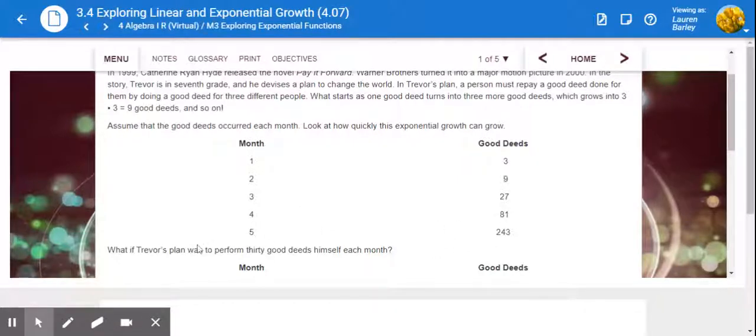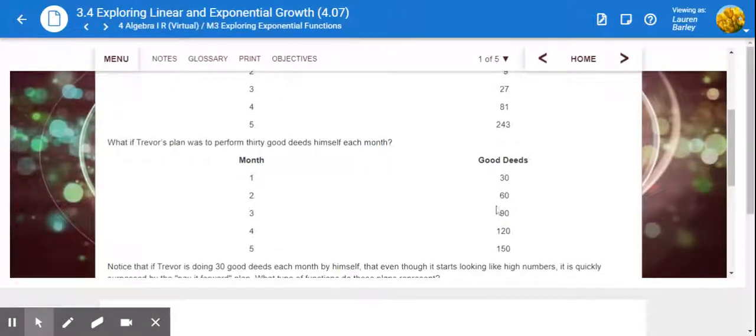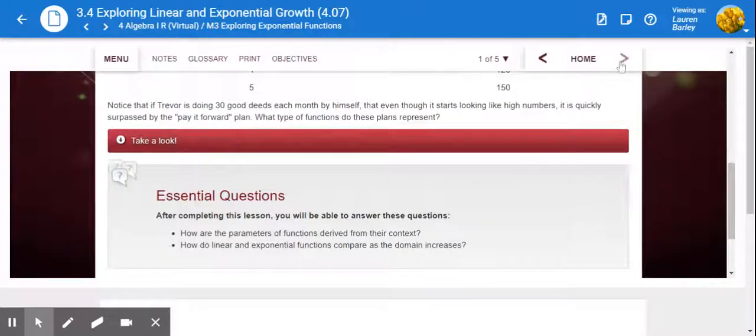But if the little boy, his name is Trevor, was the only one to perform these good deeds, you can look and see that it's increasing by 30 good deeds per month, right? But on month 5, the value is much smaller than it would be if we used an exponential function. So let's explore why.